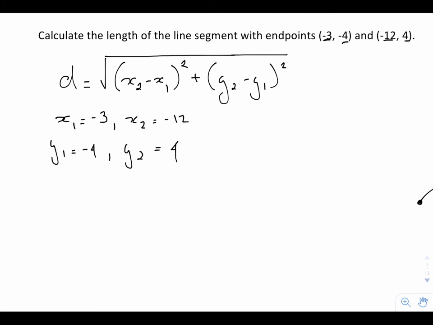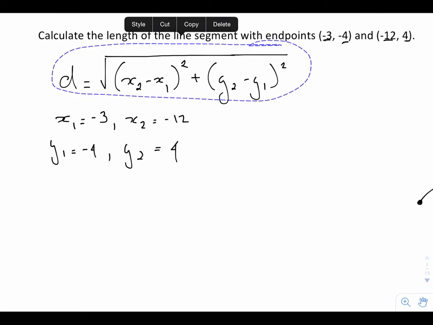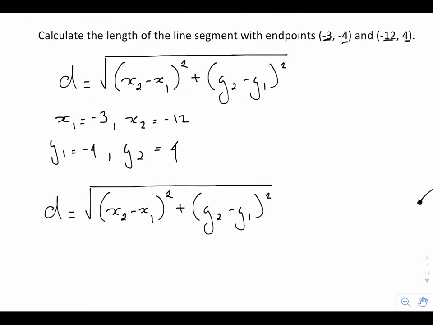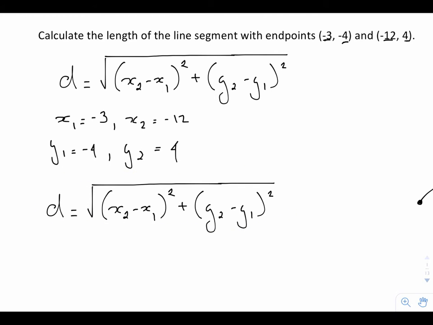So I'm going to take these values and plug them into my formula. So I'll take a copy of this formula, move it down here, and erase or remove all the variables because I'm going to replace them with actual values. So my x2 is -12 minus -3, that's my x1. My y2 is 4 minus -4, close bracket.